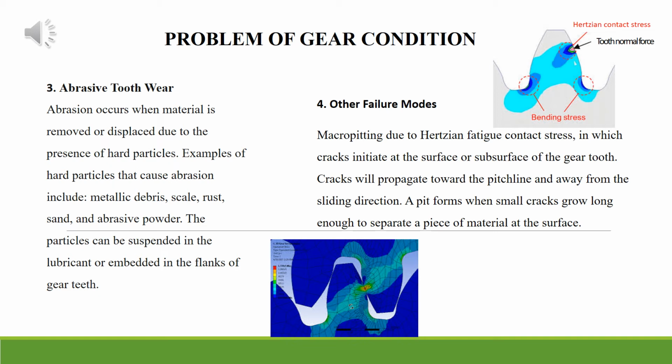Next, another failure mode is micropitting due to Hertzian fatigue contact stress, in which cracks initiate at the surface or subsurface of the gear tooth. Cracks will propagate toward the pitch line and away from the sliding direction. So using high strength steel as well as surface hardening via carburizing or nitriding can also reduce micropitting.